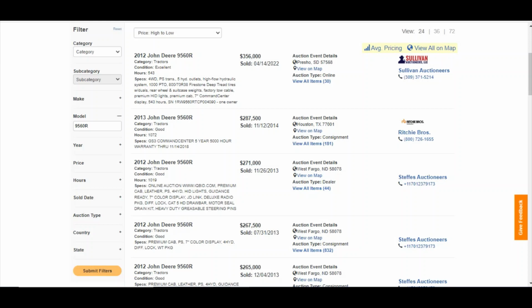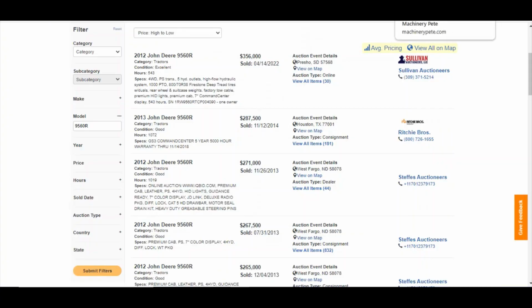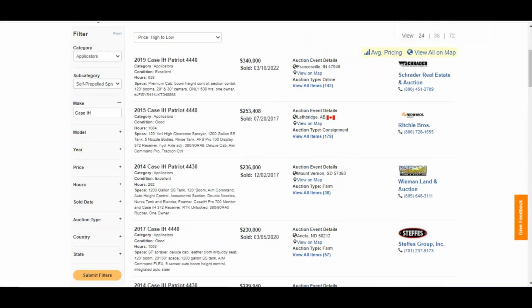It was on a Ritchie Brothers sale down in Texas. But that thing was like brand new, 1 year old at the time. So again, $356,000 on the 9560R. And then if we talk about the sprayer on today's auction, this 2013 Case IH Patriot 4430, again, crazy low hours, 379 hours. But if we talk sale price on the sprayer again, came in at $300,000 today.